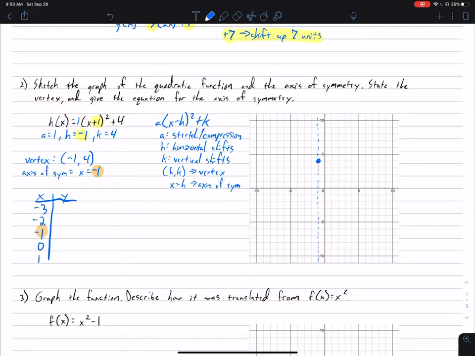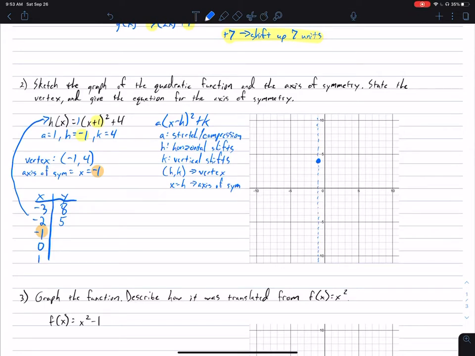Now I need to take these numbers, -3, -2, -1, 0, 1, and plug them back into my original function. I need to find the values of these. If I plug in -3, I get -3 plus 1 is -2. Squared that is 4, and 4 plus 4 is 8. Plug in -2: -2 plus 1 is -1, squared is 1, so it's going to be 5.